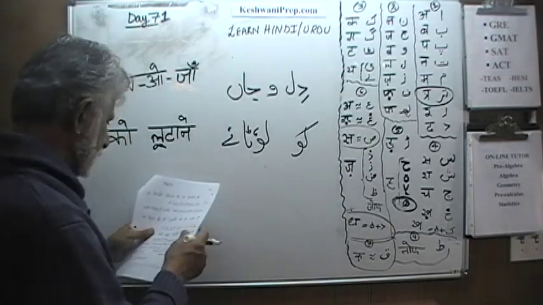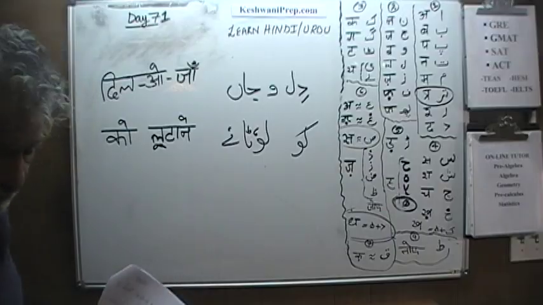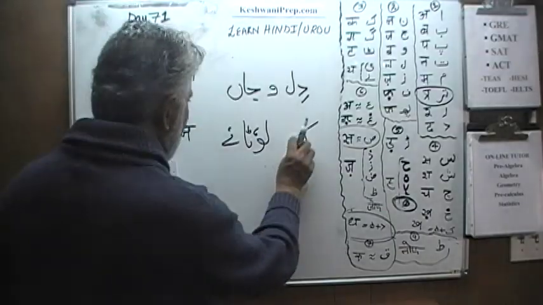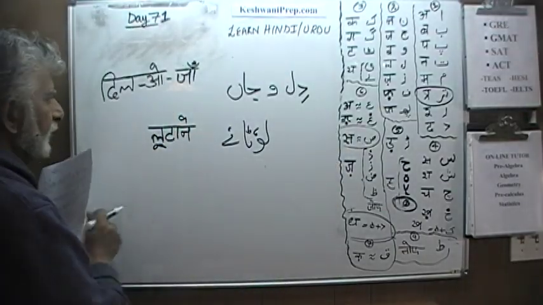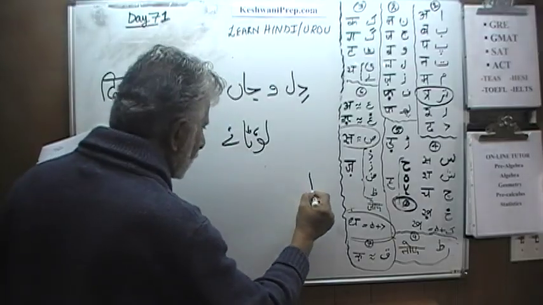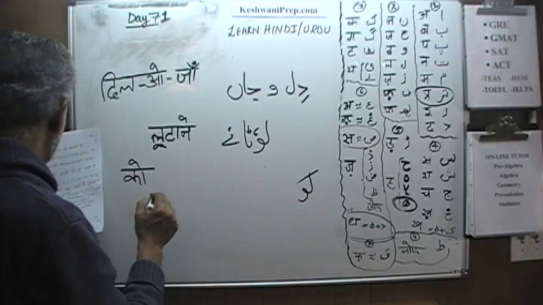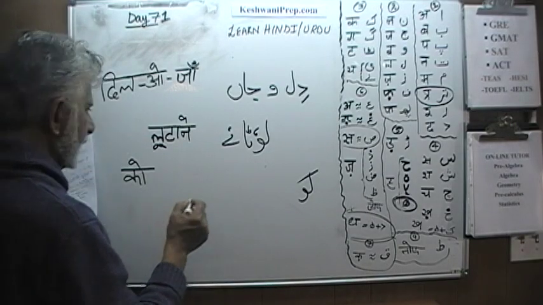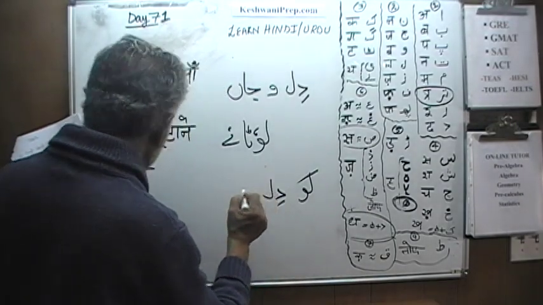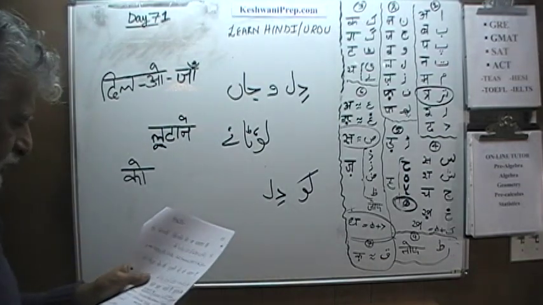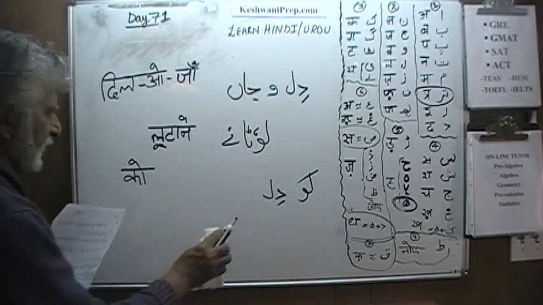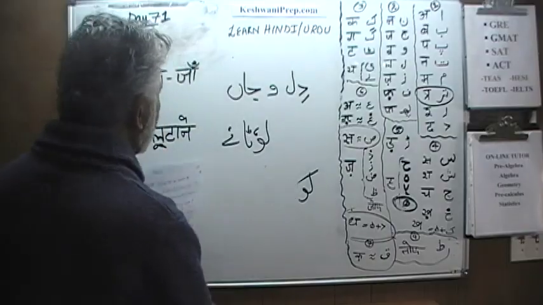Dilo Jah, or rather, we don't need a ko here. Dilo Jah lutane ko, dil chahta hai. I don't know why she says dil chahta hai. Should it be Jee Chahta hai? It should be Jee Chahta hai. It rhymes with the other line.